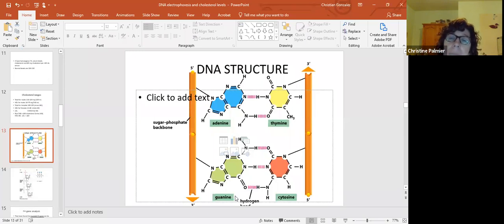Here's showing you the structure of DNA. Why am I showing you this? Because we're going to be looking at genes, specifically FH genes from patients, and genes are made up of DNA. So we see that DNA has base pairs. Adenine base pairs with thymine, guanine with cytosine. With these base pairs, there's always a big base paired with a small base.